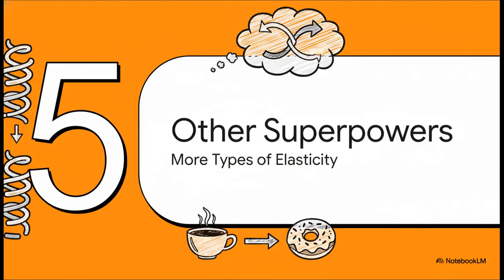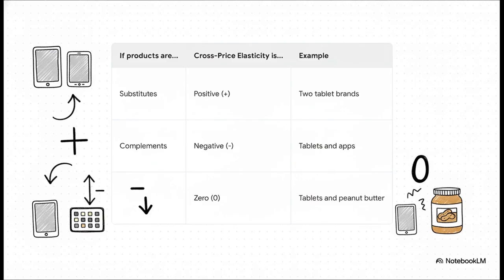And you know, elasticity is more than just a one-trick pony for setting prices. The same basic framework, this idea of measuring how one thing responds to another, actually has other superpowers. It can explain the relationships between totally different products. So there's this thing called cross-price elasticity. It tells us if two things are substitutes or complements. For instance, if the price of an iPad goes up and, as a result, sales of Samsung tablets go up, the cross-price elasticity is positive. They're substitutes. But if the iPad price goes up and sales of apps from the App Store go down, the elasticity is negative. They're complements.